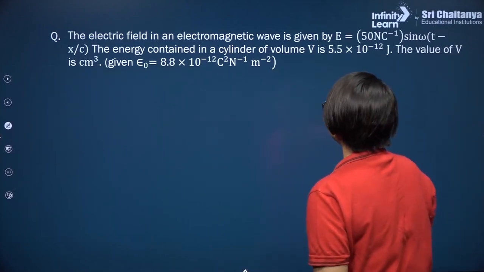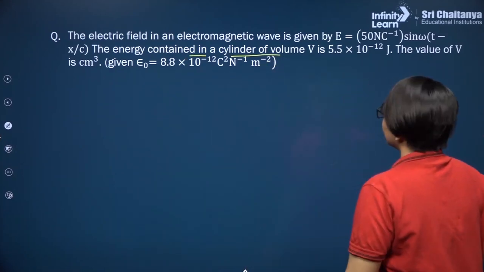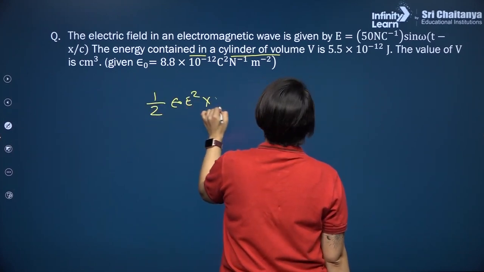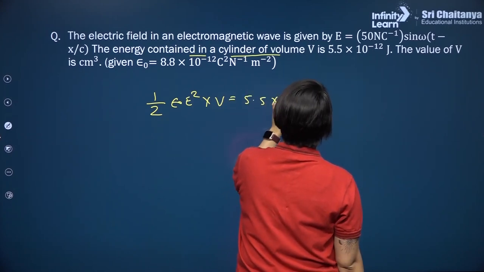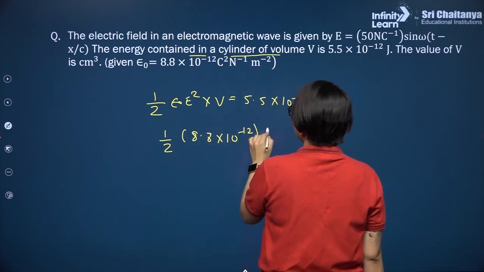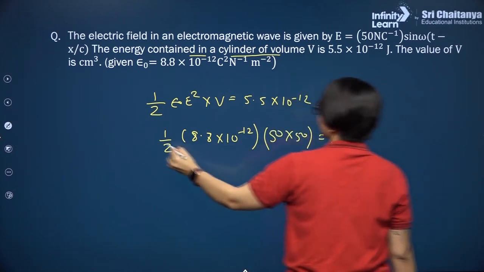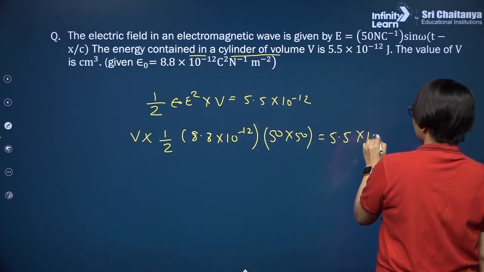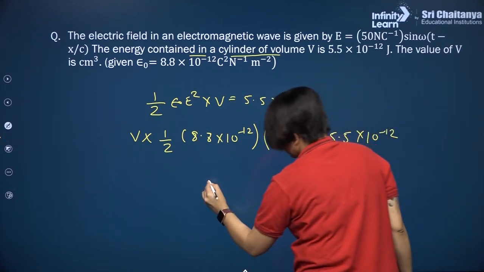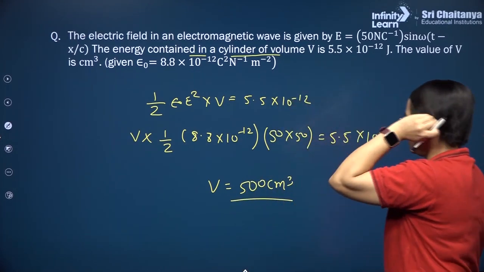Next is this one. The electric field in an electromagnetic wave is given as this much. The energy contained in a cylinder of volume V is this much. The value of V in centimeter cube is. So it is half epsilon naught E square into V is equal to 5.5 into 10 power minus 12. Half epsilon naught is 8.8 into 10 power minus 12 into E square is 50 into 50 is equal to 5.5. And of course, we have V like this into 10 power minus 12. So after solving this one, you'll get the value of V as 500 centimeter cube.